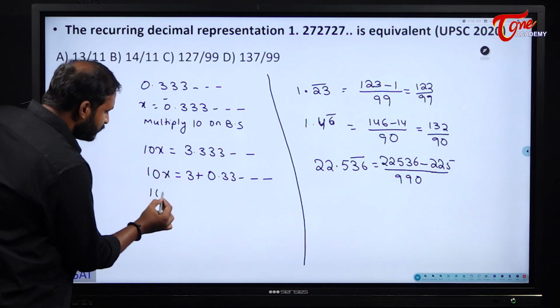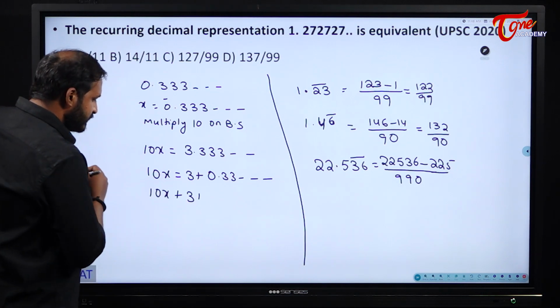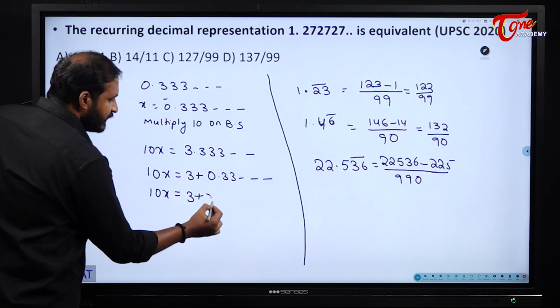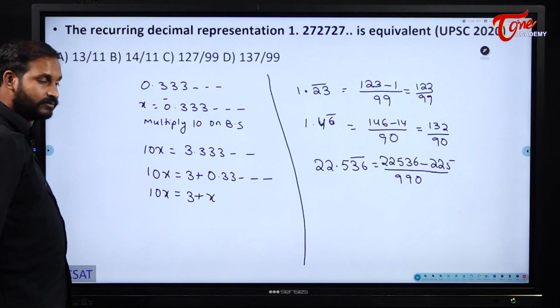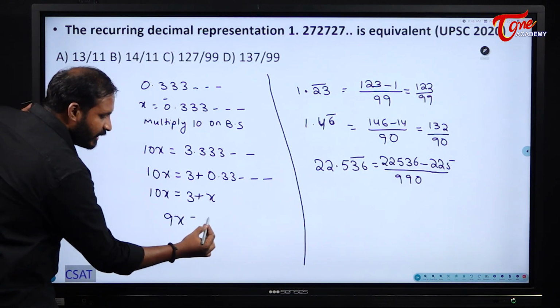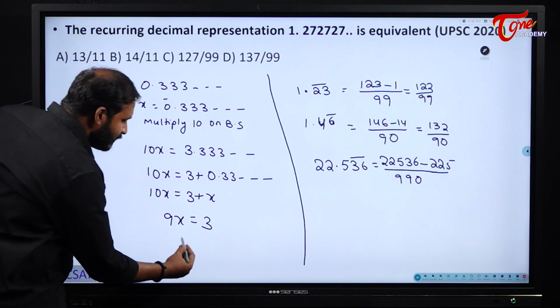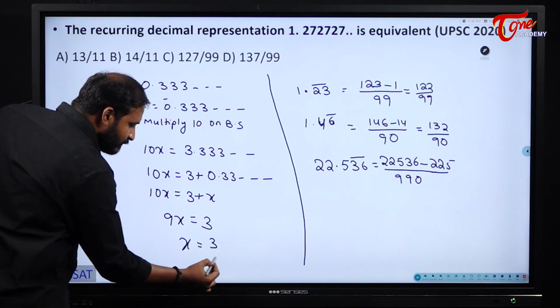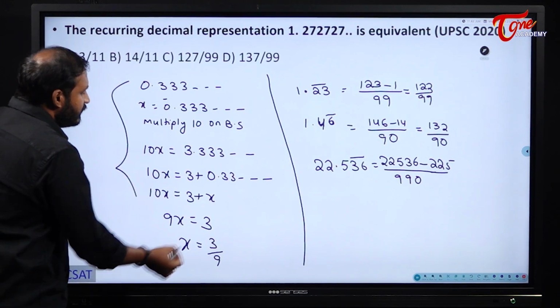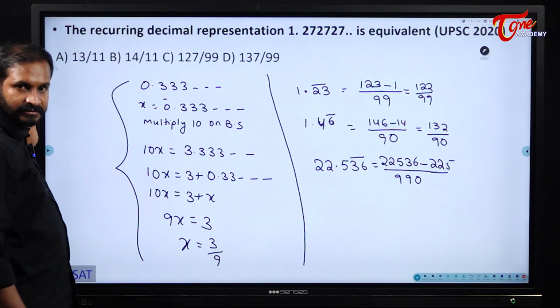So now what happens to this? 10x is equal to 3 plus x, right? This is the x value, the same x value. So now what happens to this? When I send this to this side, 9x is equal to what it becomes? 3. Then what will the x value become for us here? 3 by 9. So in the similar manner, actually all these numbers are written.